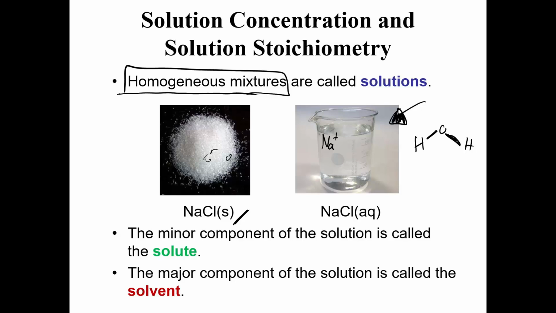And so just simple definitions here. In a solution, we have two components. We have the solute, the stuff that's there in the minor quantity. In this case, that would be the sodium chloride. And then we have the solvent, which is there in a larger quantity. It is the stuff dissolving. And that's here, that's the water. So that would be the solvent.